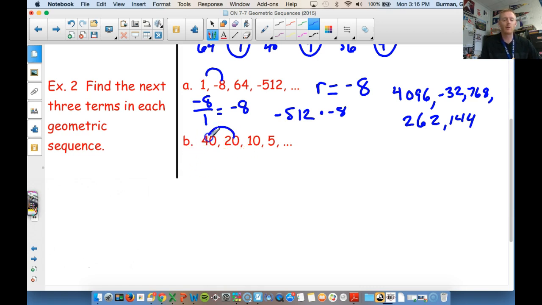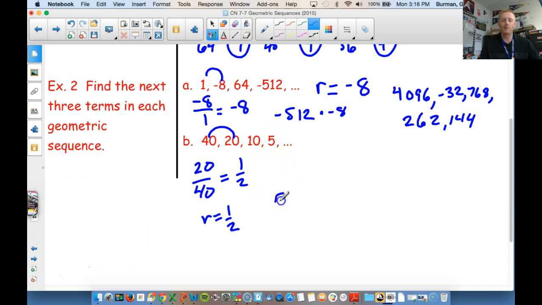Again, like we did before, we're going to take the second term and put it over the first term to find our r. I just said r like a pirate. And 20 over 40 is equal to 1/2, so we know that r is equal to 1/2. So if we're trying to half each one of these, that seems like the pattern's following that pretty well.